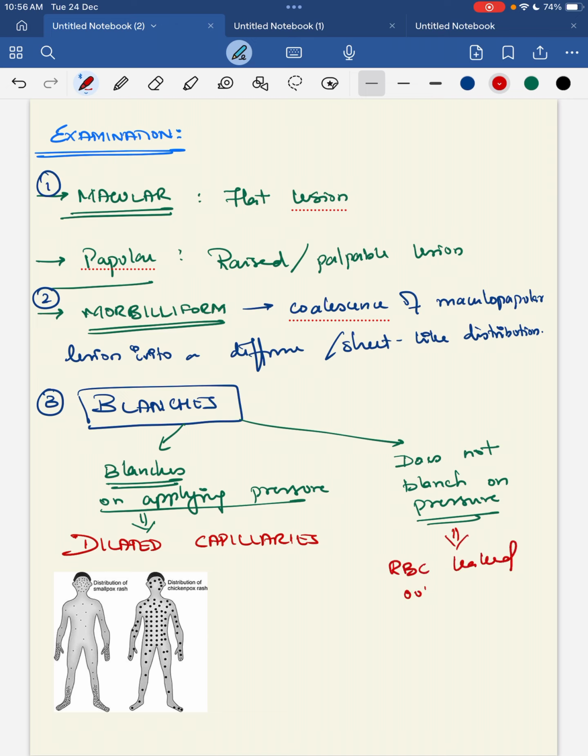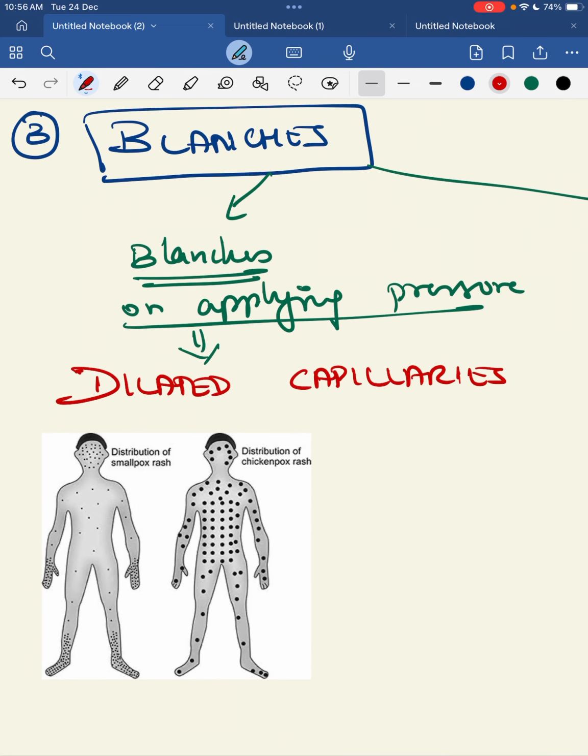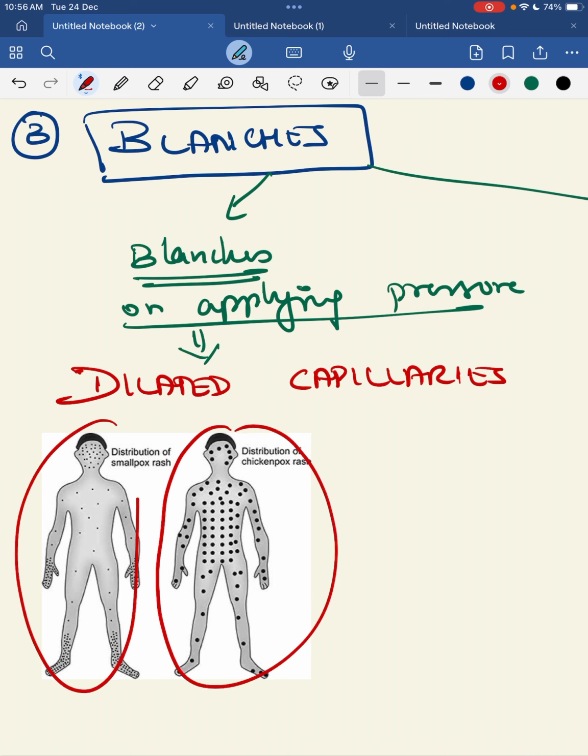Next, regarding the distribution of rash, you can see here what is this distribution and what is this distribution called. So you have two types, one is centripetal, another one is centrifugal distribution. Centripetal means more lesions will be present on the trunk and fewer on your extremities. That is like your chickenpox rash. This is your centrifugal. Centrifugal means more on your extremities and face and less on the trunk.